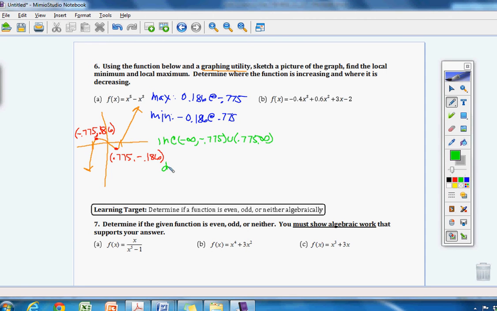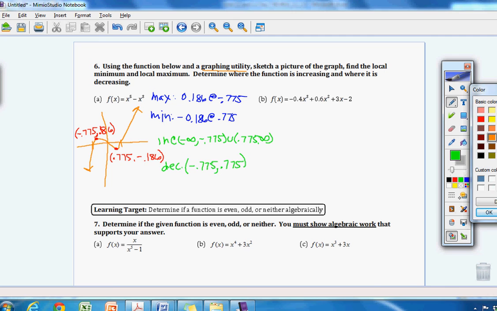And then the decreasing happens from here to here, and what we're looking at are the x's. So it's the interval. Decreasing is at -0.775 to +0.775.